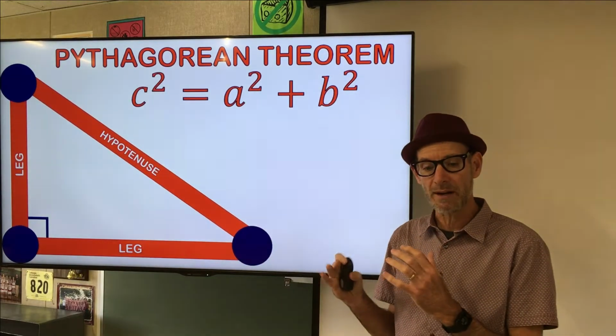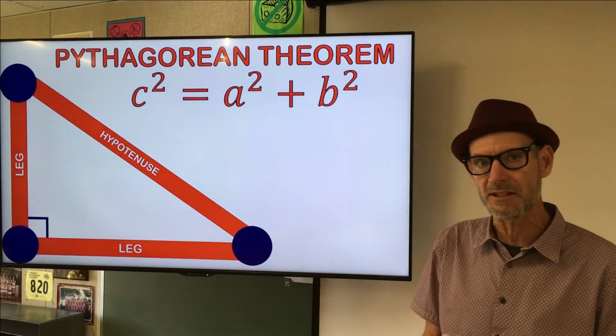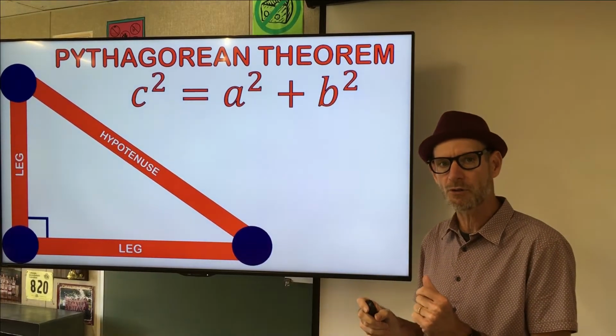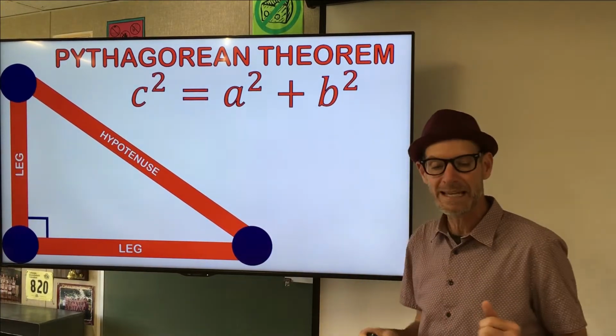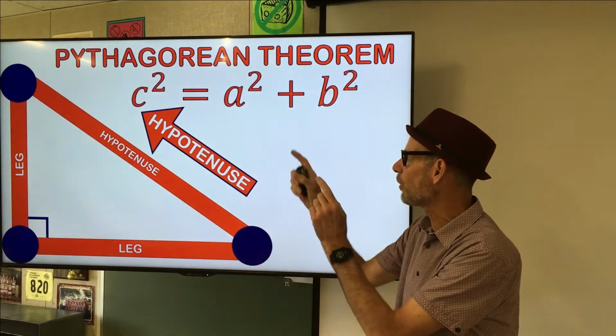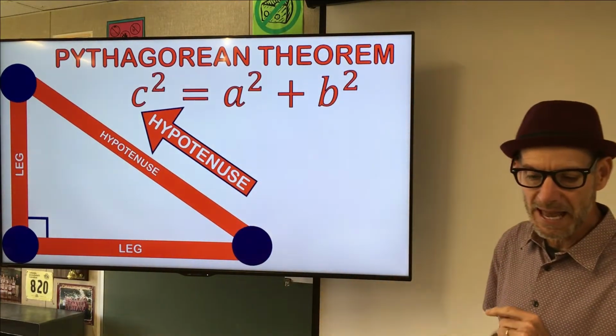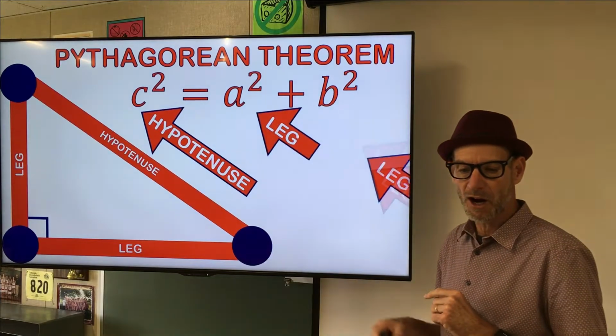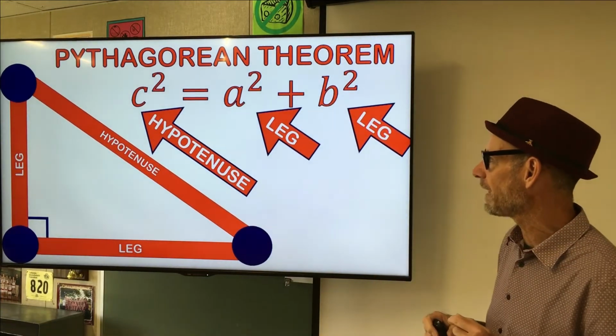The Pythagorean Theorem probably looks familiar. It's c squared equals a squared plus b squared. But the important part to remember about this formula is that the hypotenuse is always the c squared side. And the a squared and b squared are always the legs of the right triangle.